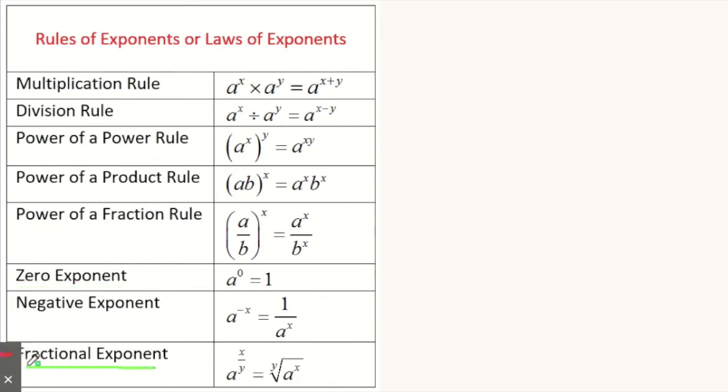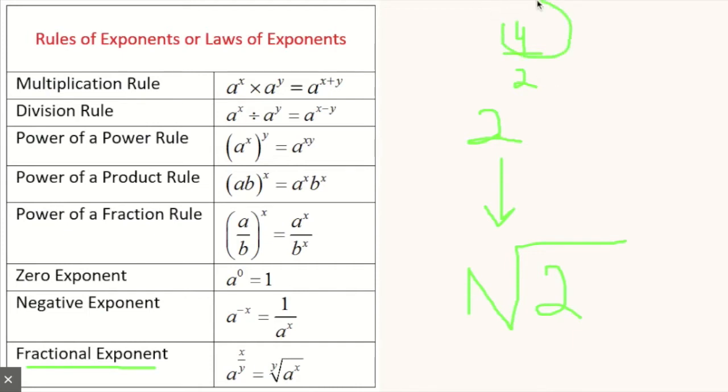And lastly, we have fractional exponents. Now this is a little more tricky, but you need to know this when it comes to simplifying radicals. If we have something like this, 2 to the 4/2 power, then we can just turn that into a fraction. The base number goes inside. The number on the top becomes the exponent of the number on the inside, and the number on the bottom goes outside.